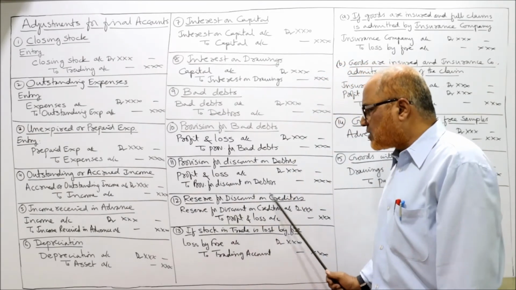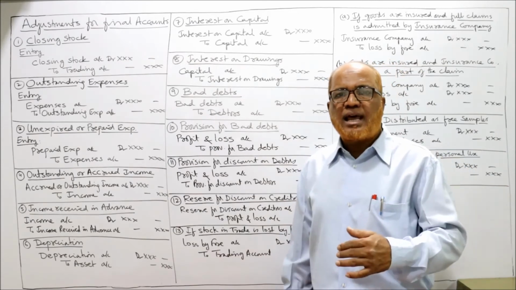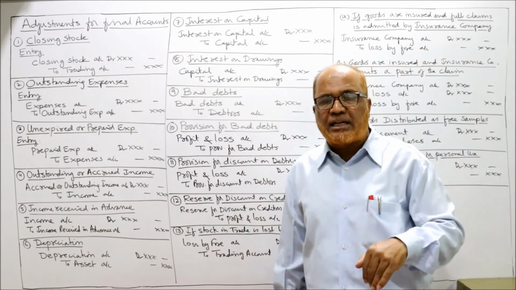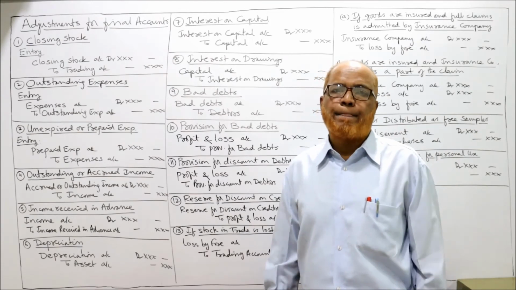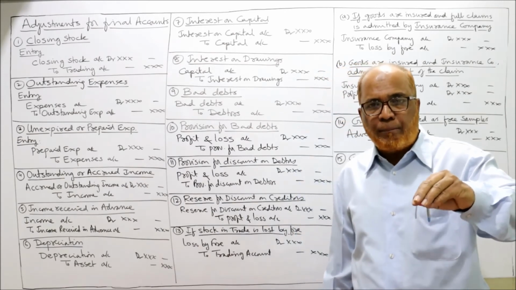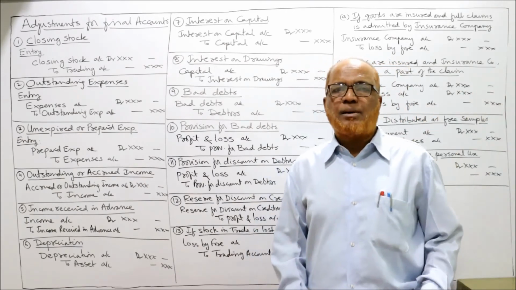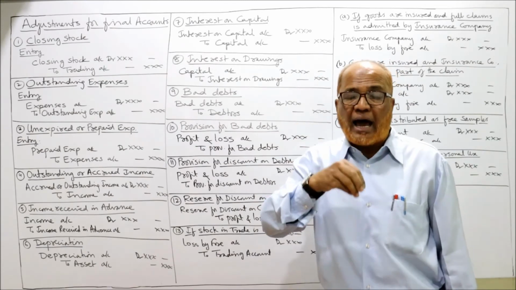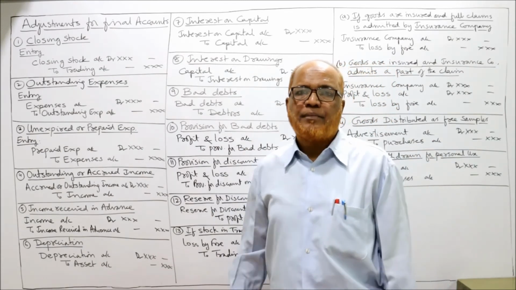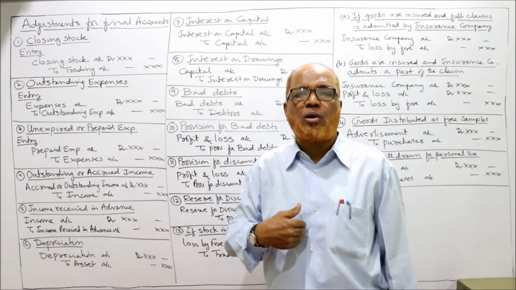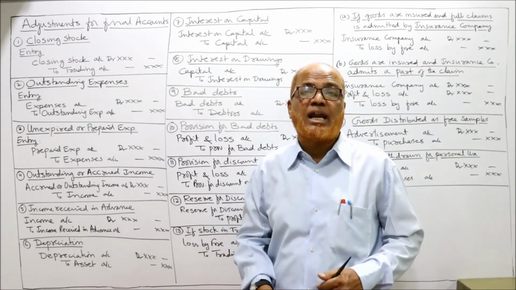Now, reserve for discount on creditors. Just like we are allowing discount to debtors, we may get the discount from the suppliers. From the suppliers, we will pay the amount promptly. Suppose my supplier has given me 3 months time period to make the payment, but I am making the payment within 1 month and I am claiming the discount from my supplier. This is called provision for discount from the creditors.